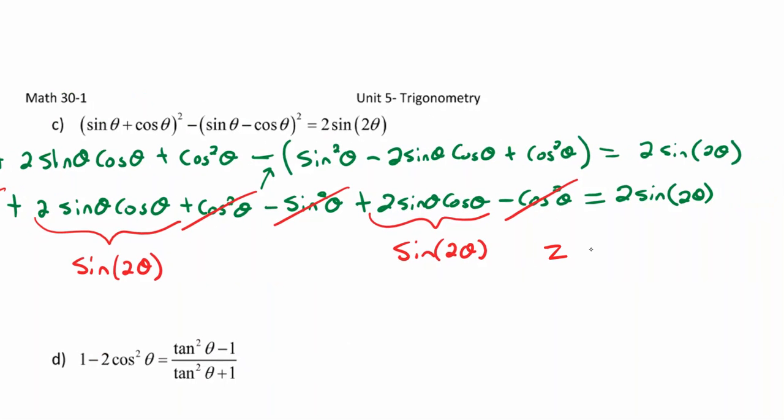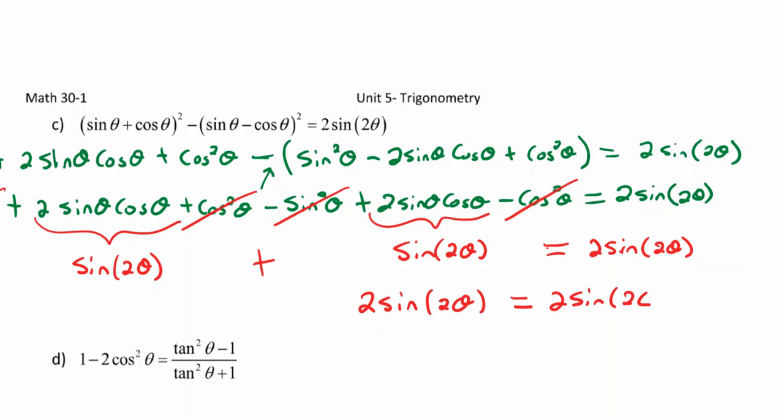And that is supposed to be equal to 2 sine 2 theta. And it really is, right? Because we're adding these in the end. So if I've got 2 sine theta plus another 2 sine theta, I have 2 sine 2 theta. And that's equal to, yeah, the other side too. So the left side equals the right side.